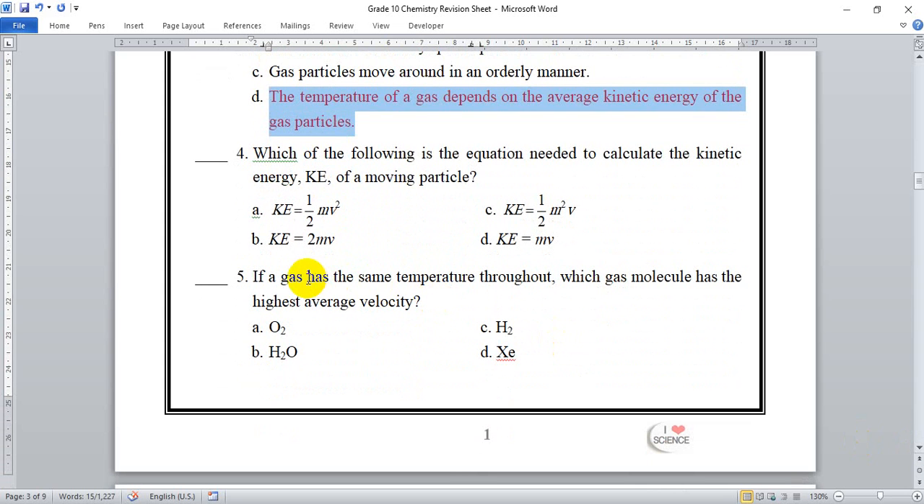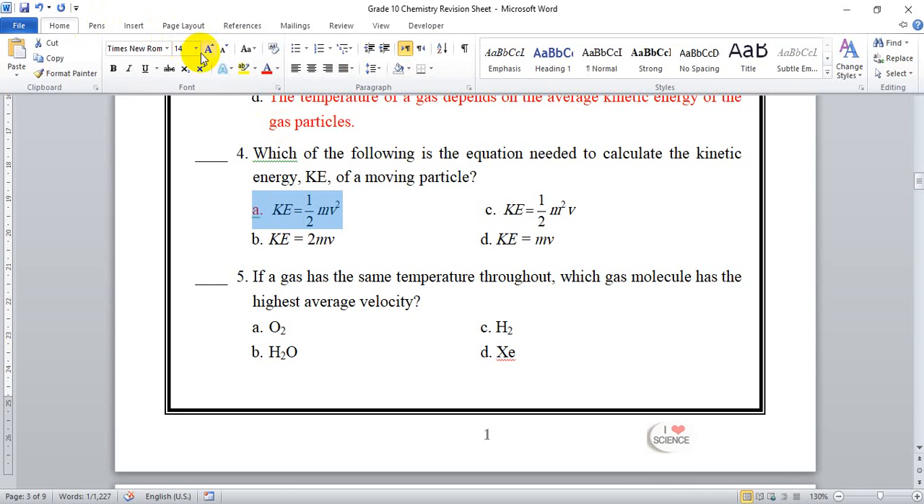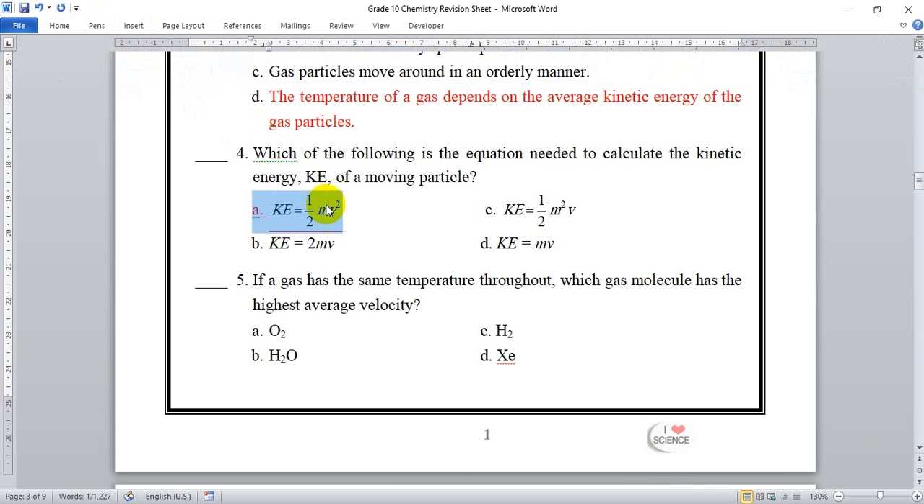Number 4. Which of the following is the equation needed to calculate the kinetic energy of a moving particle? It will be A. Kinetic energy equals half mv squared.